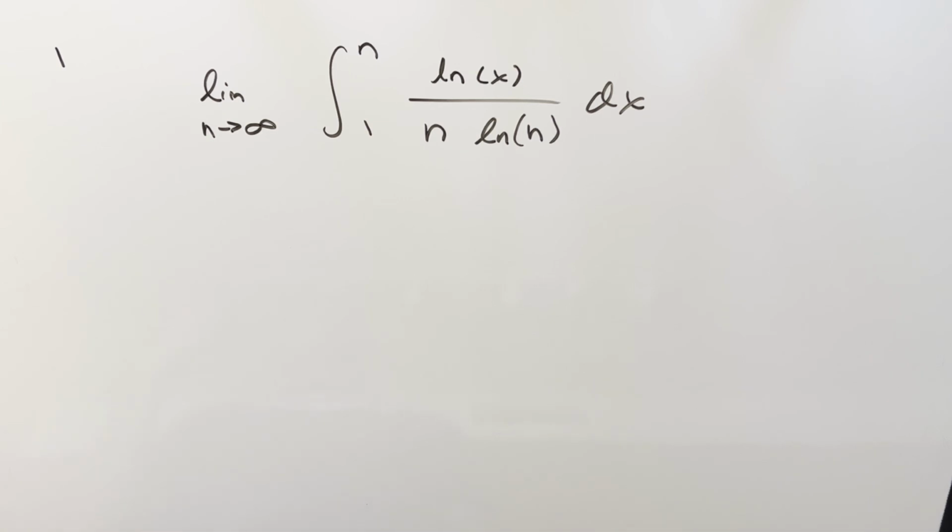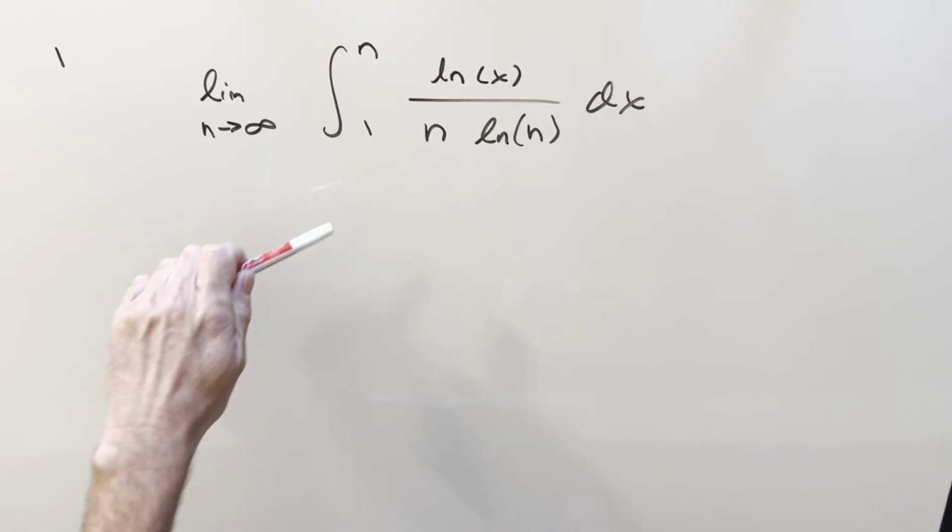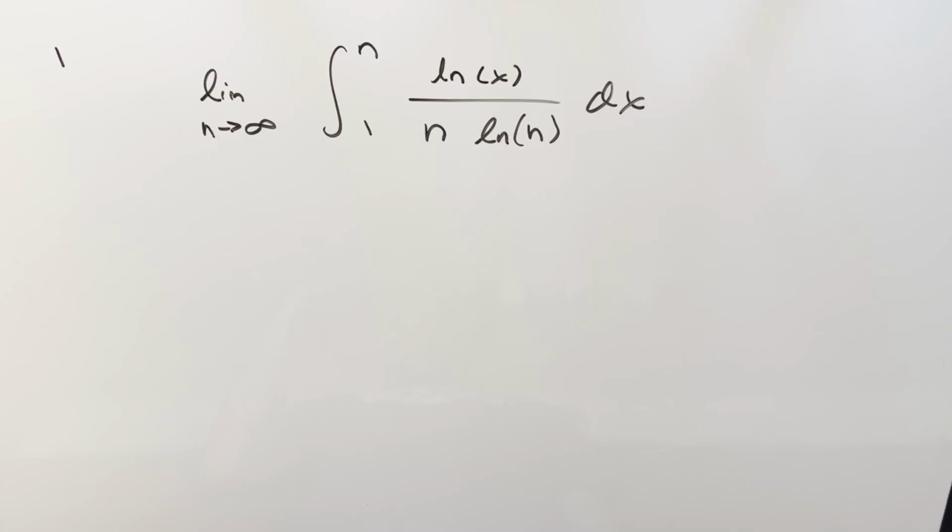Okay, we have here another problem from the Berkeley Math Tournament 2022 Calculus Tiebreaker number 1. We have the limit as n goes to infinity of the integral from 1 to n of natural log x over n ln n dx. Okay, it's always a little bit scary when we're mixing the limit with the integral.